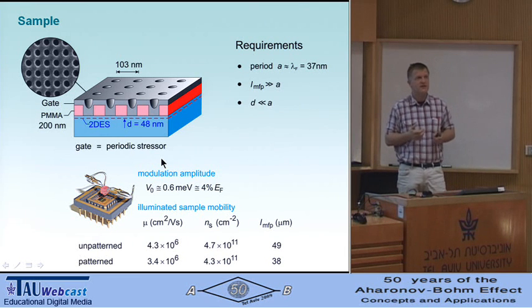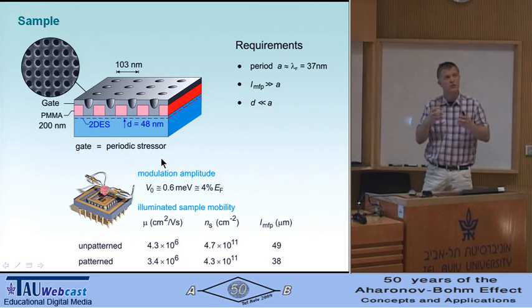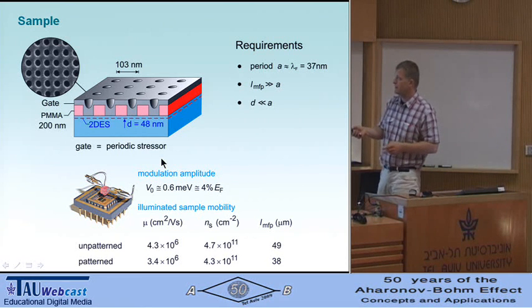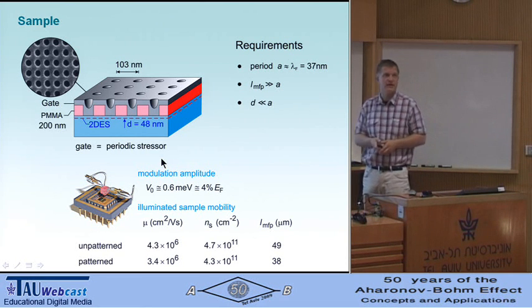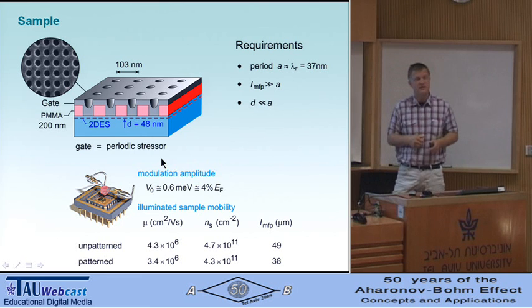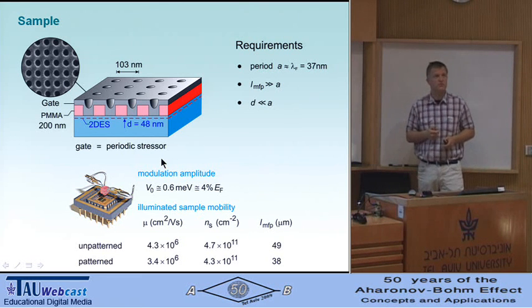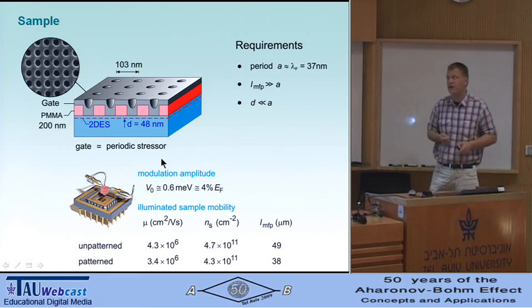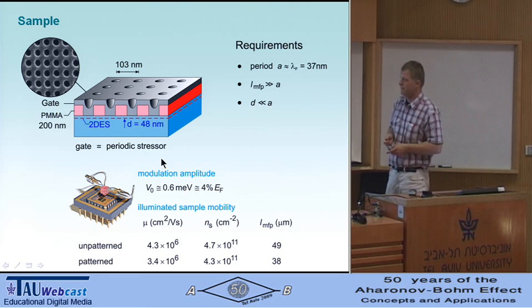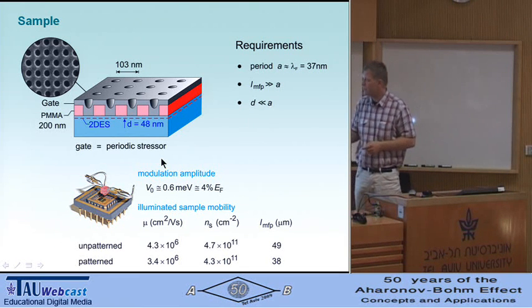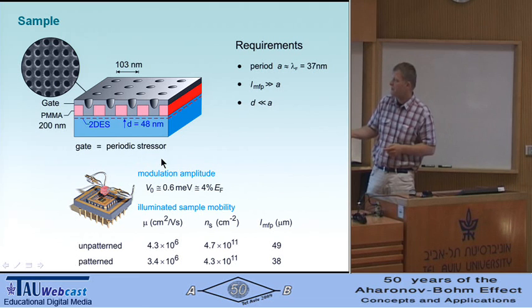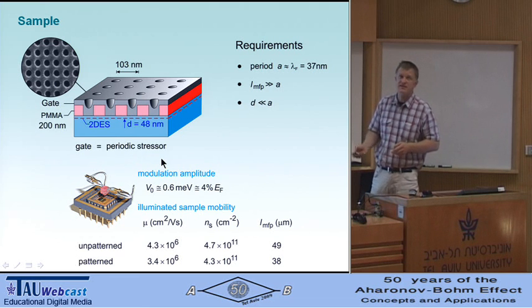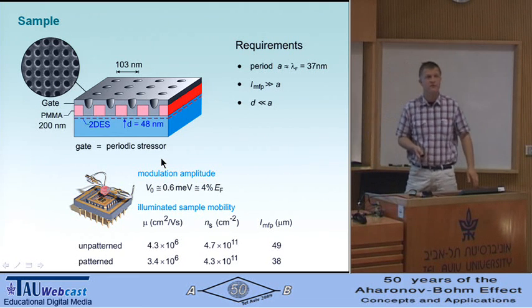So this metallic gate, as well as the PMMA, which is the resist layer, act as a periodic stressor, and since gallium arsenide is piezoelectric, it's going to produce, at the level of the two-dimensional electron system, a modulation of the potential. And it turns out that this effect is actually much stronger than the effect that we can produce by applying a voltage to our gate. So typically the samples that we look at have a variation of the potential landscape that is on the order of a few percent of the Fermi energy.